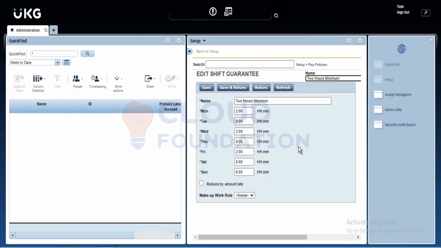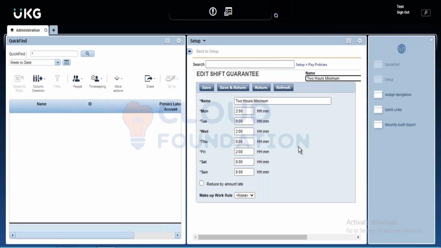Yes, ma'am. Okay, so what shift guarantee means is my employee will get paid for 2 hours for sure, even if he has worked only for 15 minutes on Monday, Wednesday, and Friday. His shift is for 8 hours. For some reason, he is not able to work a full day that day. He might be sick or something. He's not going to work a full day, but he's going to get paid for a minimum time, even if he has worked for very few hours on that day.